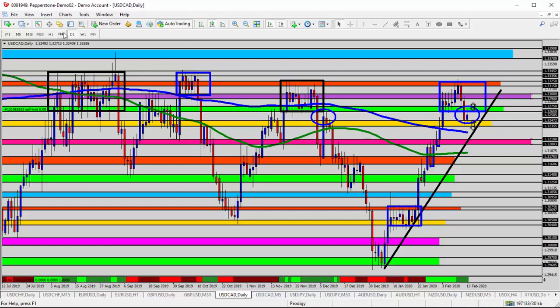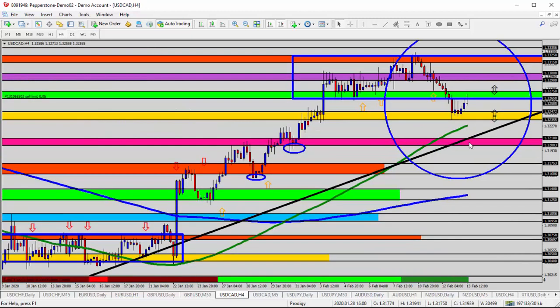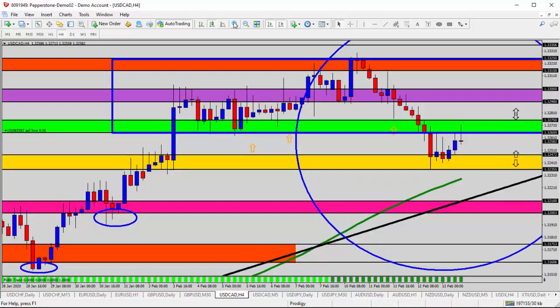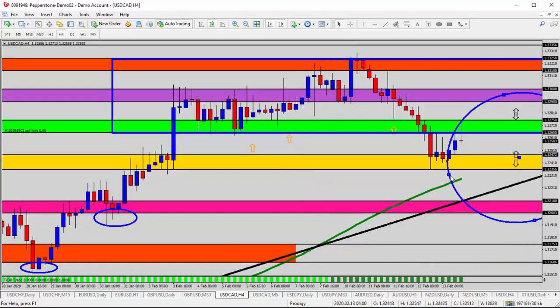And one last thing, down to the 4-hour time frame. Here it is right here. Let me zoom in a bit, pull this circle in, and here it is right here. Take a look. We have a nice little breakout setup. The market got under the green zone, retesting it as resistance.